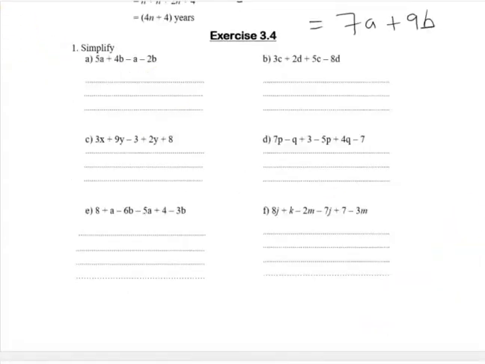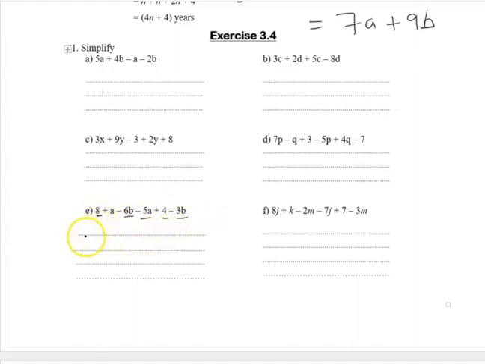Exercise 3.4. Now here they want us to collect all the like terms for each of the questions. So we're going to do question E first. So here we have a whole number, 8. We have A. We have minus 6B, minus 5A, 4, and minus 3B.